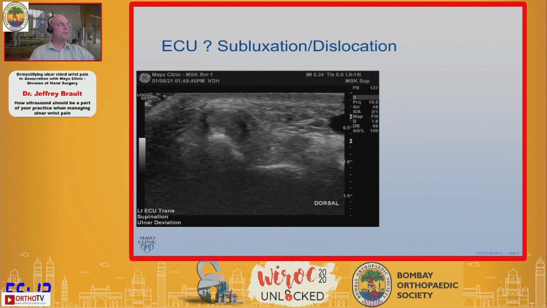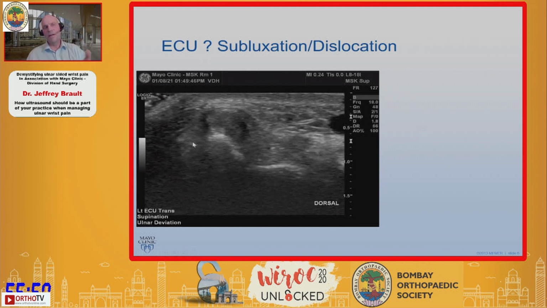So we can actually put the wrist in supination and ulnar deviation with the ultrasound and try to identify if the ECU tendon actually comes out of the valley over the ridge. If it perches on the ridge, it's just subluxation. If it actually goes over the ridge, it's dislocation.